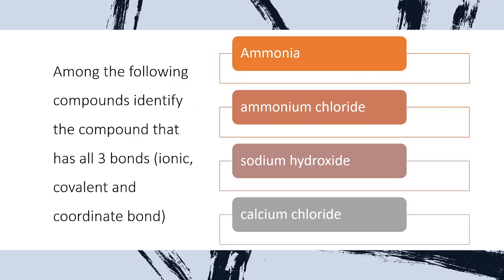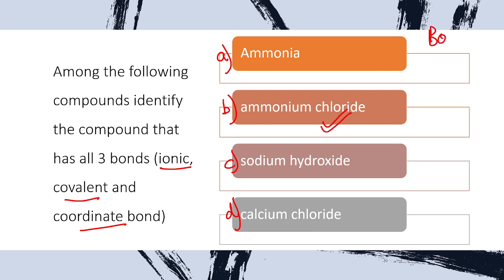Next, among the following compounds, identify the compound that has all the 3 bonds: ionic, covalent, and coordinate. Now, among all 4 of them, A, B, C, D, which one has all the types of bonds? Pause the video and find out the answer. So the answer is ammonium chloride. Ammonium chloride has all the bonds.